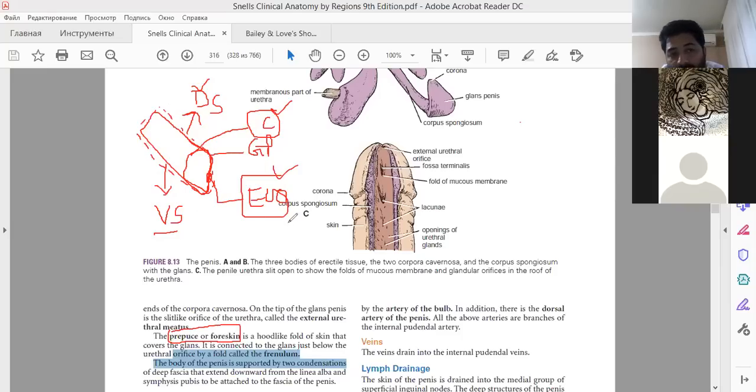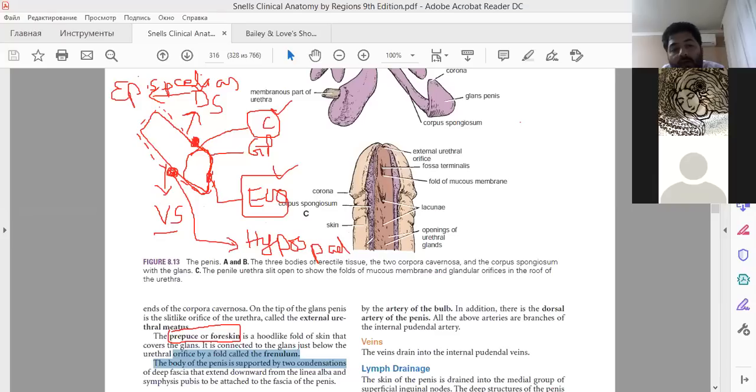What is important here is that sometimes the urethral opening is on the dorsal surface. If the urethral opening is on the dorsal surface, we call it epispadias. If the urethral opening is on the ventral side, we call it hypospadias.